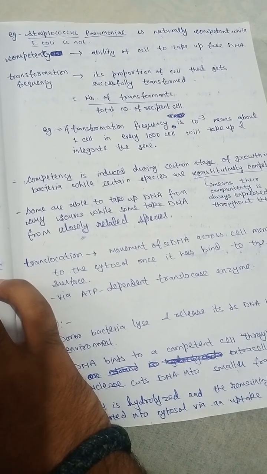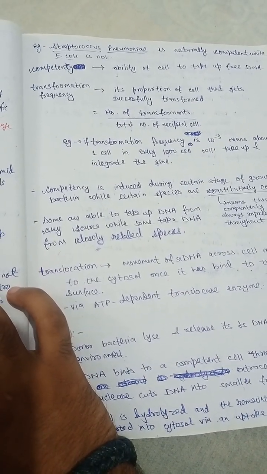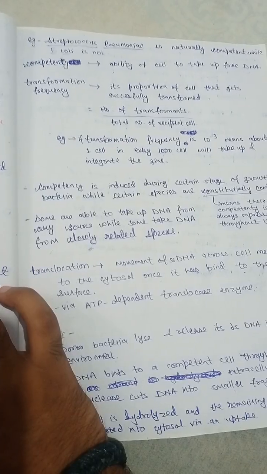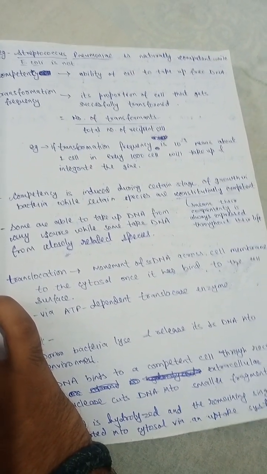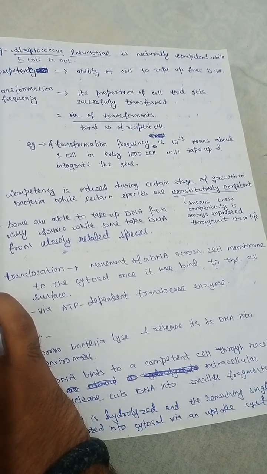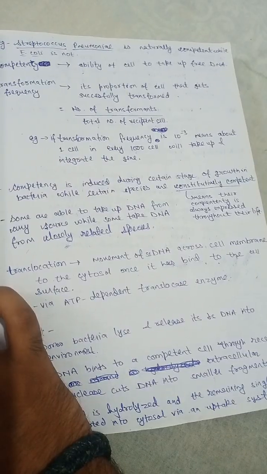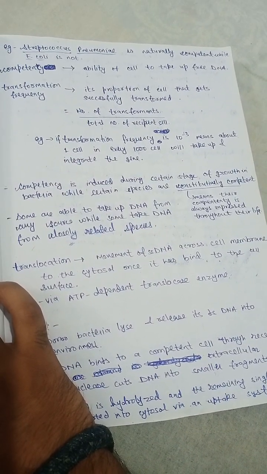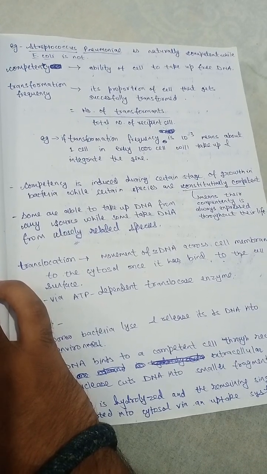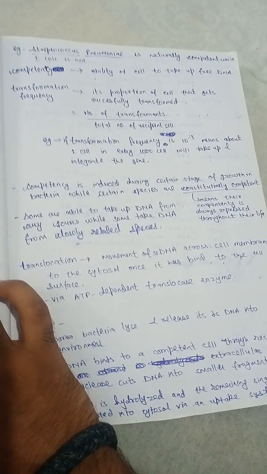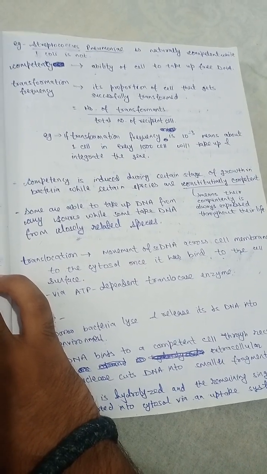Okay, now we are using the term competent. So what does it mean? Competency is the ability of the cell to take up free DNA. If the cell can take up the DNA, then the cell is known as a competent bacterium. If the cell cannot take up free DNA, it is known as a non-competent bacterium. Non-competent bacteria are made competent using artificial transformation, meaning using various methods.